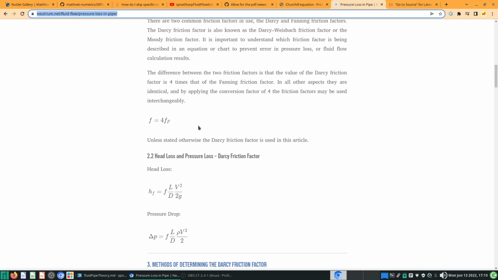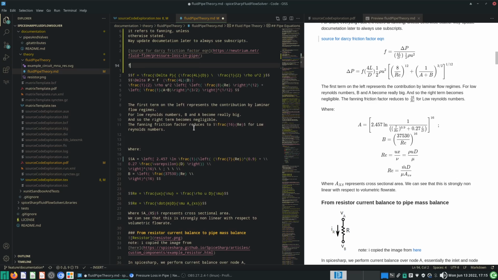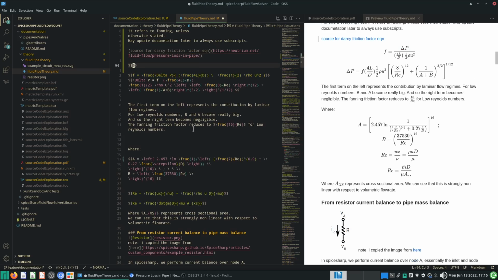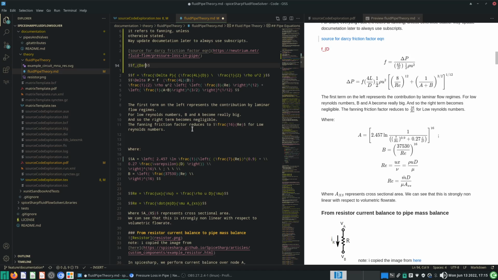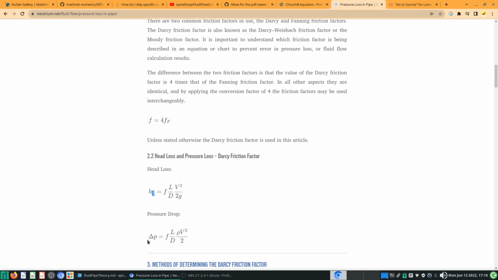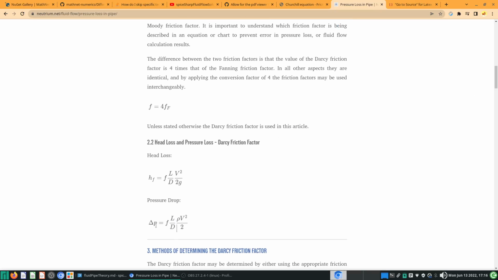Okay, pressure loss in pipe, and I'll open up a new line. F Darcy equals 4 F Fanning. Okay, that's how you get it. And then with the Darcy friction factor, the pressure drop here is correlated like so.